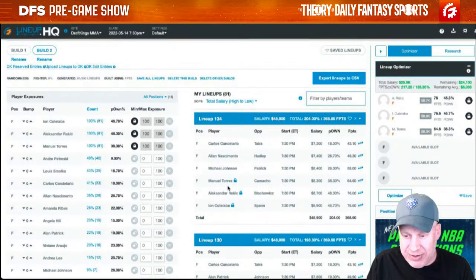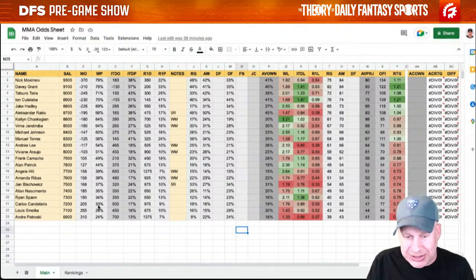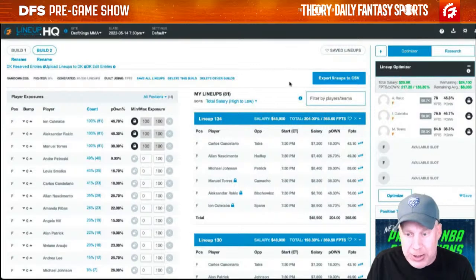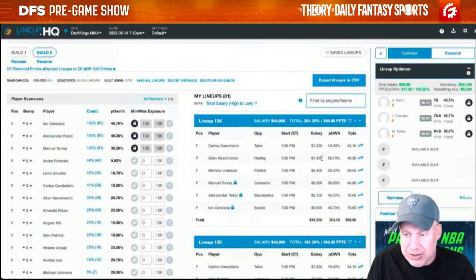I mean, look, there's not many big dogs. Candelario is still a 33% chance to win. Nascimento's a 35% chance to win. These aren't humongous underdogs. They're underdogs, but not humongous. So you look at this lineup and go, why can't this be the nuts? I see no reason. And you look at this and you go, okay, well, I have double-digit ownership. Yeah, but you're also leaving 1,100 on the table, and most people are not doing that.